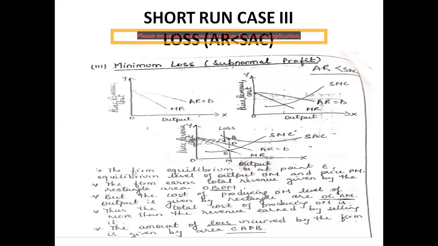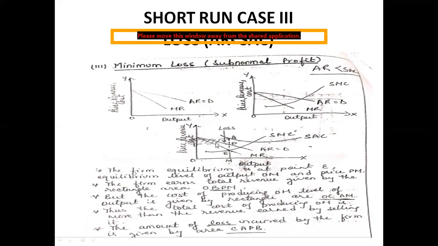Then the case of loss, where the average revenue will be less than the short-run average cost. So minimum loss is also known as subnormal profit, and the condition says average revenue will be less than short-run average cost. So similarly, as in the earlier graphs we have plotted, first the axis, then average revenue, marginal revenue, then the short-run marginal cost, which will determine the equilibrium point. Now, if the average revenue is less than the short-run average cost, it means short-run average cost is greater than the average revenue. So we can see the loss area over here.